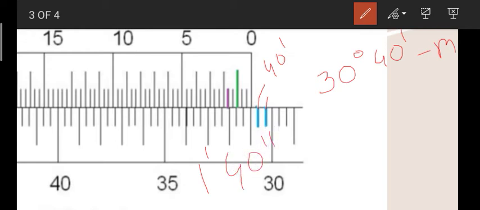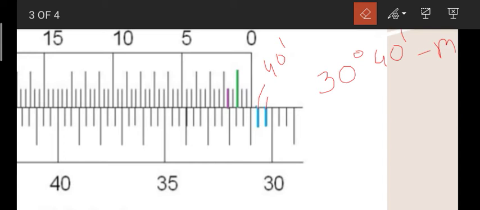For minutes, we show one apostrophe. For seconds, it will show two dash lines at the top. You can call it two apostrophes for you to understand that, right? You understood how we read the values on the vernier scale, right?